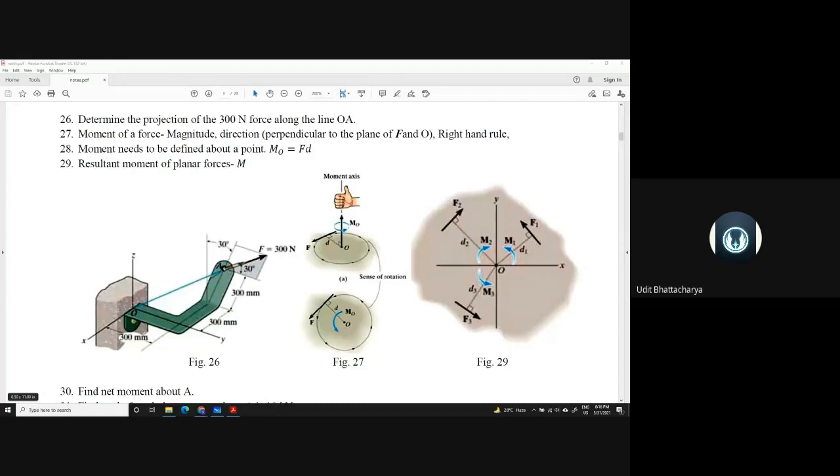Sir, F is coming minus 75 I cap plus 75 root 3 K cap plus 150 J cap. Okay. Acha. And what about the position vector of A? So that's minus 450 I cap plus 300 J cap plus 150 root 3 K cap.